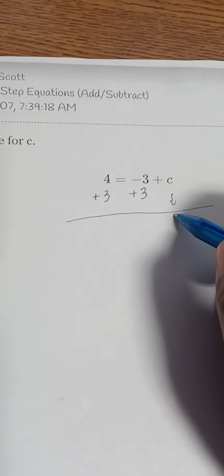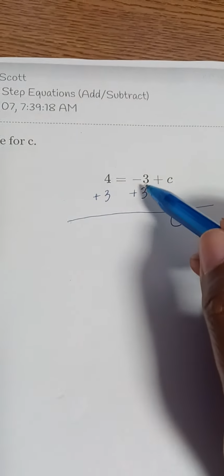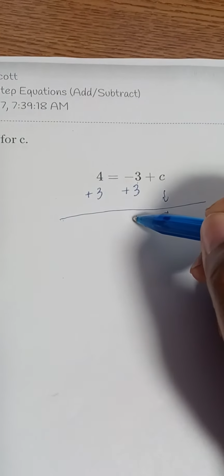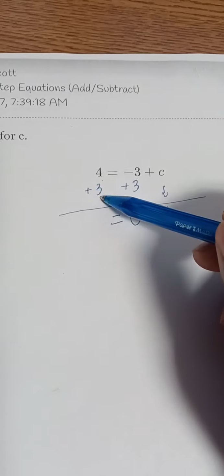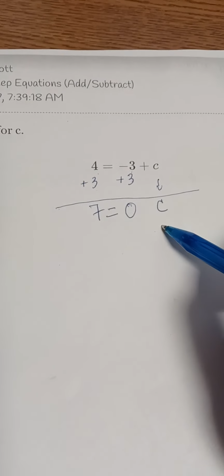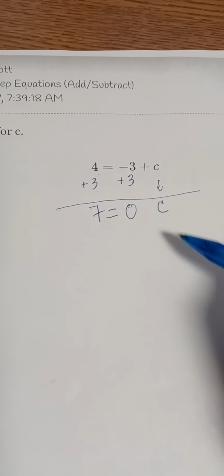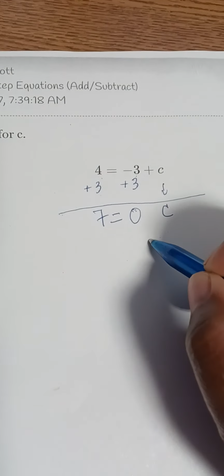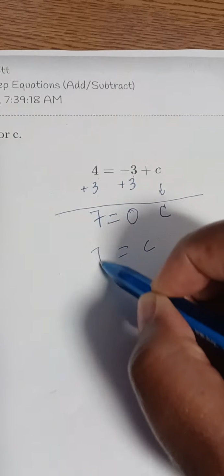Now I'm ready for my C. I'm going to put my C. So I have a +3 and a -3. When you have a negative and a positive of the same number, they cancel out. So that's 0. My equal sign, and I have 4 plus 3. 4 plus 3 is 7. Do I have to do anything else? No. Do I have my C by itself? Yes. So I could say my C is equal to 7.